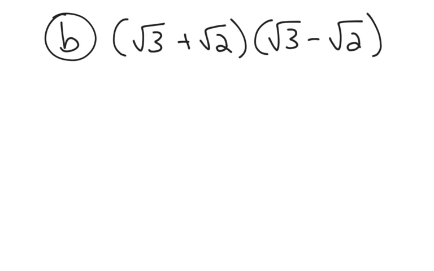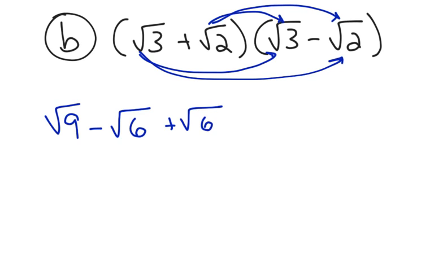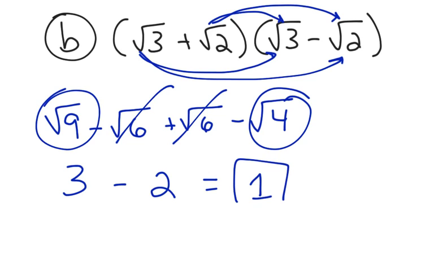Let's do this again with a problem that has two radicals in it. Okay, first I'm going to distribute the square root of 3. So I get the square root of 9 minus the square root of 6. Remember, because I'm multiplying, I can multiply the numbers underneath. And then I'm going to distribute the square root of 2, so I get plus the square root of 6 minus the square root of 4. Look, those are opposites, they cancel. The square root of 9 is 3, the square root of 4 is 2, there's a minus sign in front of that. The answer is 1.